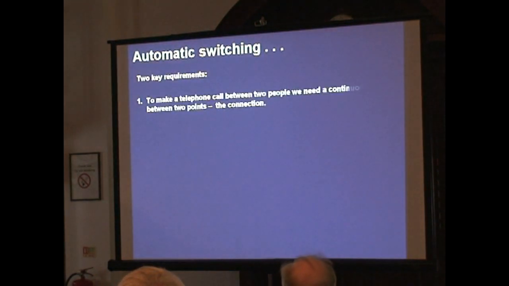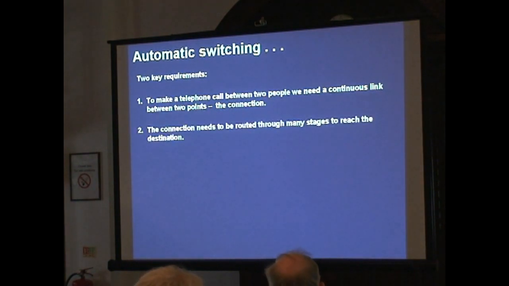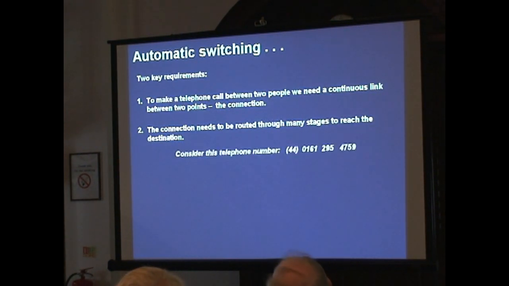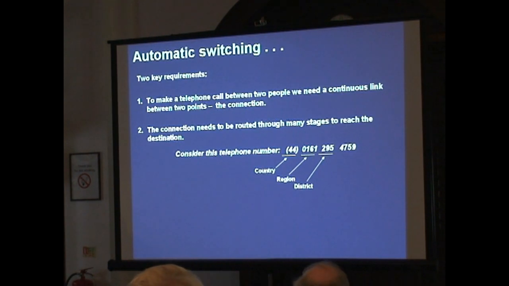Now, automatic switching has got two key requirements. Firstly, to make a call between two people, we do actually need a continuous link between those two points, the connection. And then we need to route it through many stages in order to reach the destination from the source. Take this number. It happens to be Professor Lynch's number at the University of Salford. In today's numbering system, this of course is the country, 44, the United Kingdom. 0161 is the region, that's the Manchester region. 295 happens to be the exclusive telephone number for the University of Salford, and that is Professor Lynch's extension.